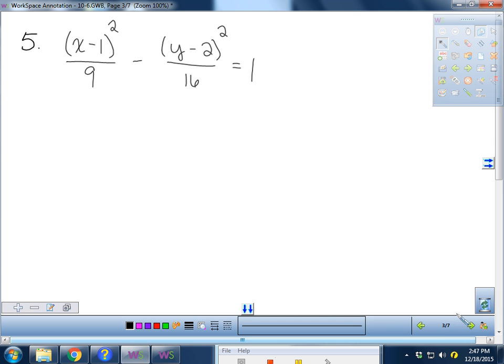Alright, let's do a couple more. So I look at this, I notice that x is being squared and y is being squared. That means it's not a parabola. Then I look between there and I notice that I have a minus sign. So the only thing that has an x squared and a y squared and a minus sign is a hyperbola. And I chose that because there's a minus sign and two squared variables.